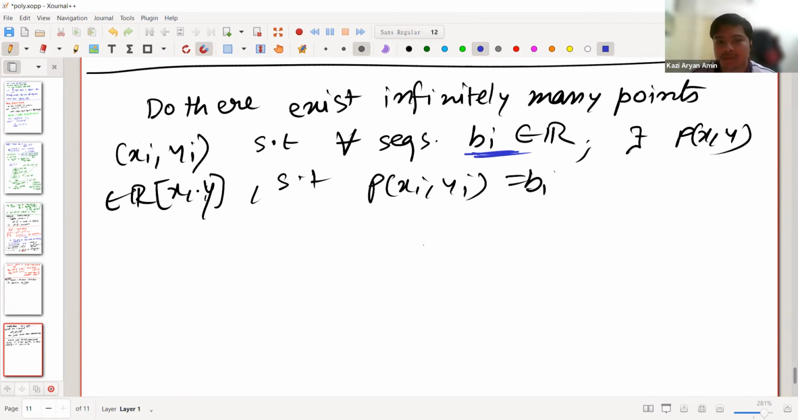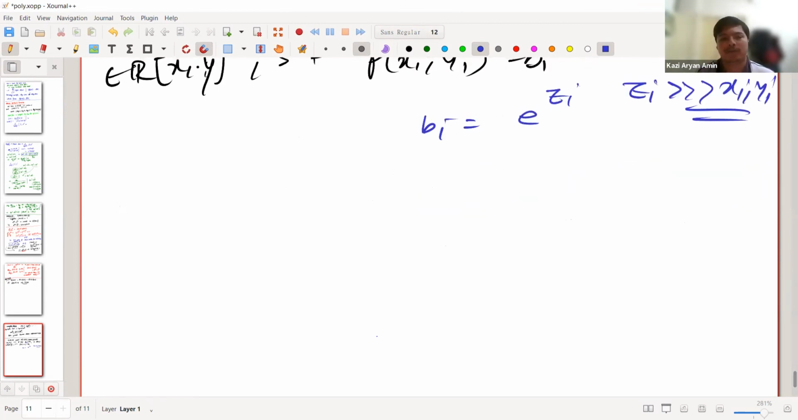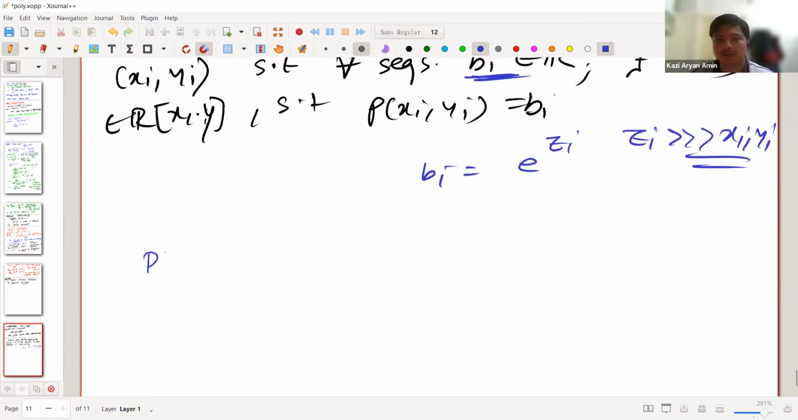The basic idea is you can take the b_i's to be anything quite literally. So if you take them to be something like exponentials, something like e to the power z_i, where z_i is much larger than x_i and y_i, then in those cases you would have a problem. That problem arises basically because you can bound the polynomial, even if it's a two-variable polynomial.